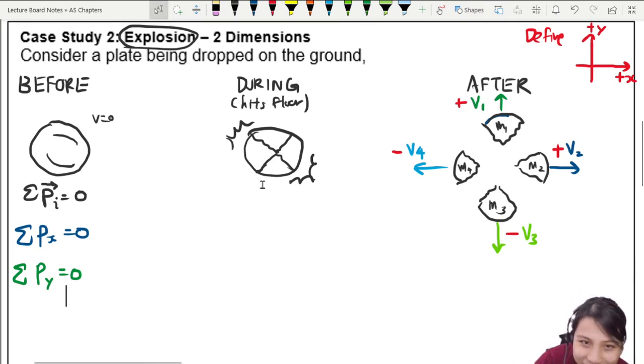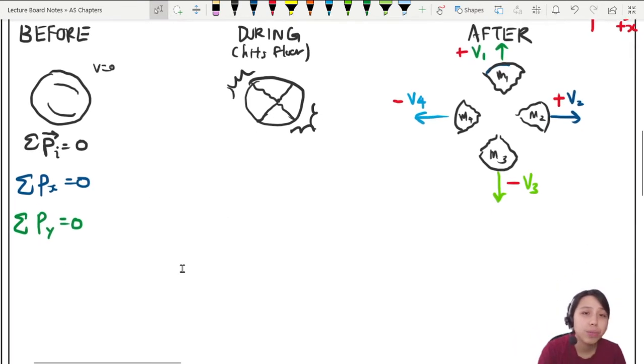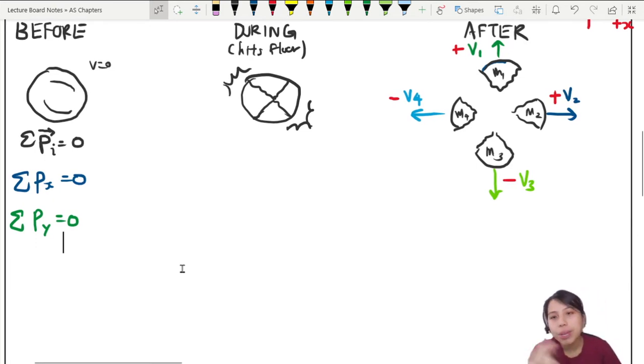Then, during the collision, of course, a lot of forces are happening. I'm not going to draw all the forces. Then after that, we have some momentum going on here. How do we write out the equations for that?